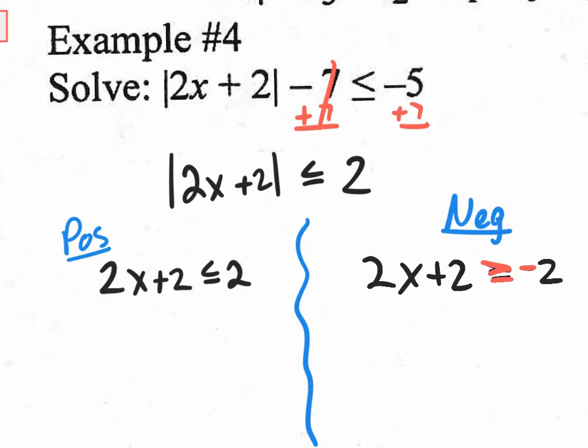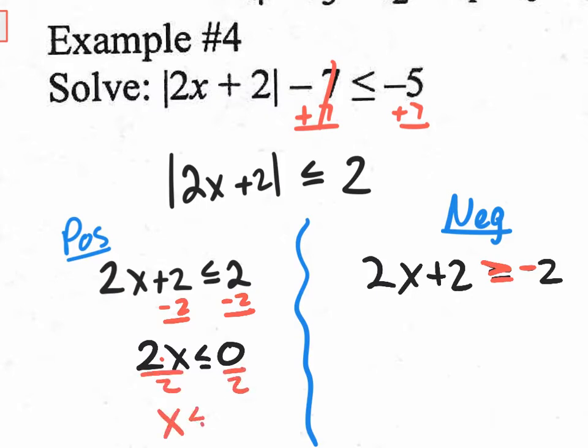Now let's solve for both. So on the left side, we end up with 2x is less than or equal to 0. And my final step would be to divide by 2 and divide by 2, which means x is less than or equal to 0.